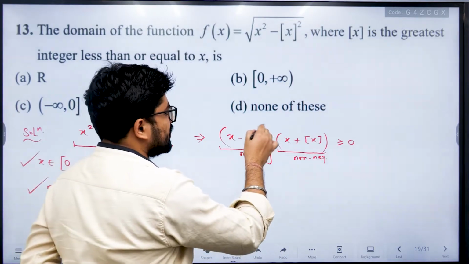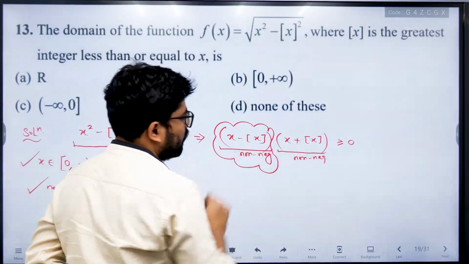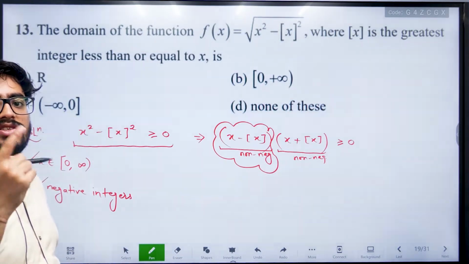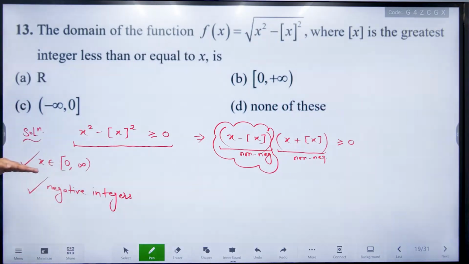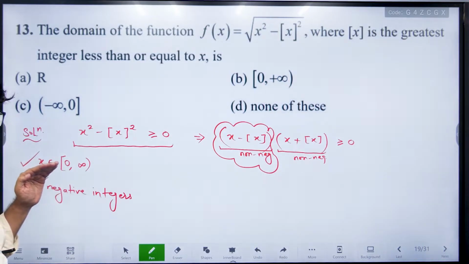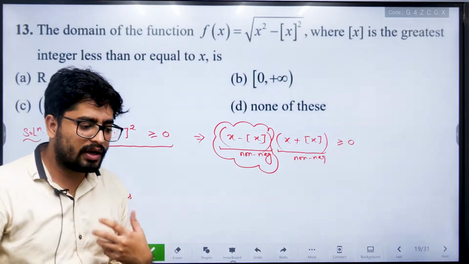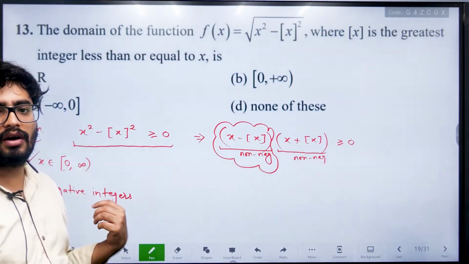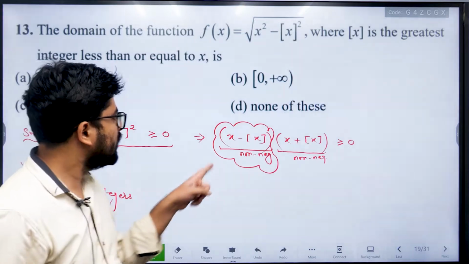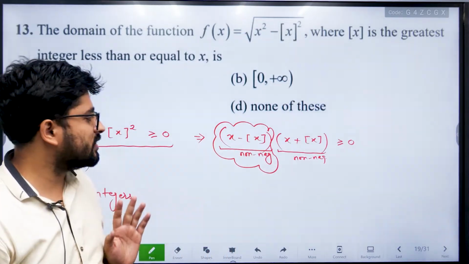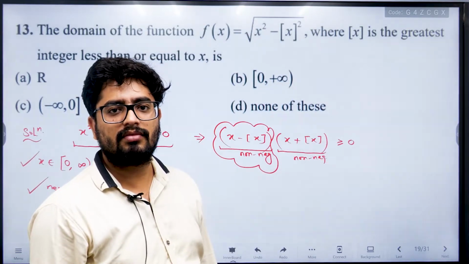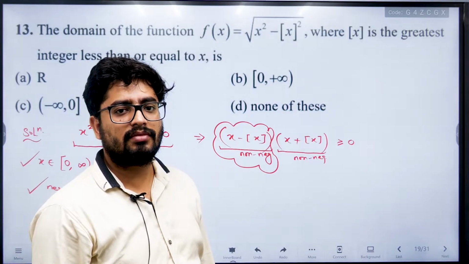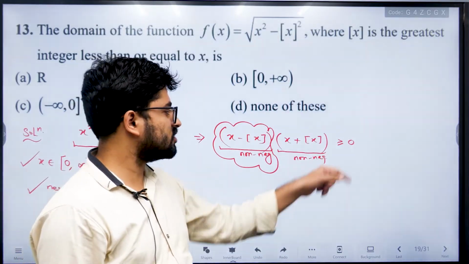Next thing. What about this one? We know x minus greatest integer x is always non-negative. For the non-negative real numbers, we know they are in my domain, and all negative integers are in my domain. Now what about negative numbers other than negative integers? x minus greatest integer x is always greater than or equal to 0. But what about x plus greatest integer x? That is negative, so this thing is not positive.